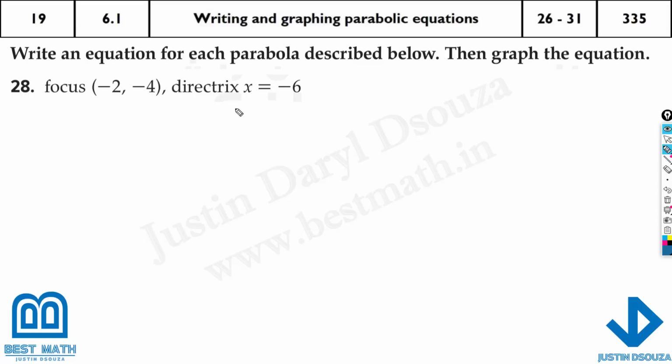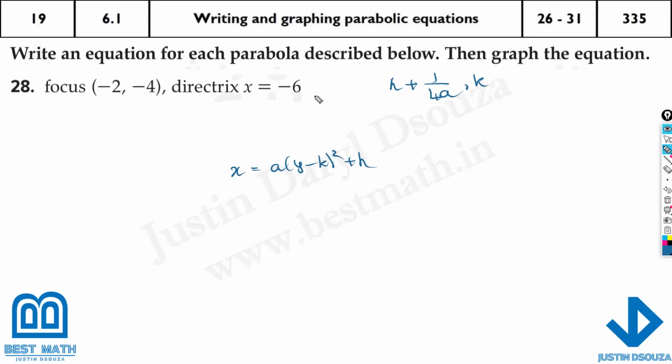Now the directrix is x and the focus is given. We do not have the vertex, so this is a little bit tricky. Let's see. Here the directrix is x, so the formula used is x = a(y - k)² + h. The vertex is always (h, k). But here we have the focus, so it is not going to be (h, k), it will be (h + 1/(4a), k).